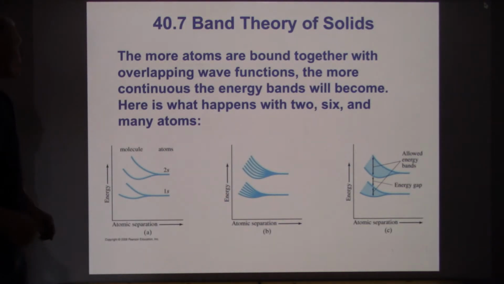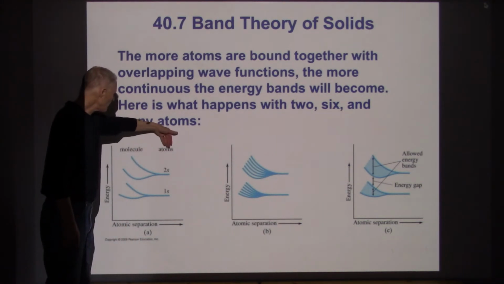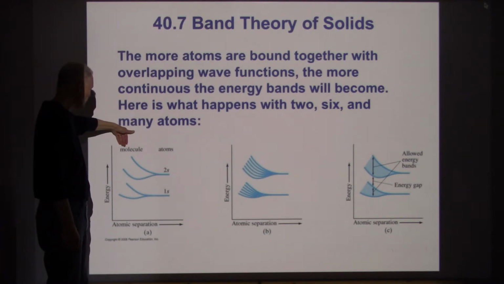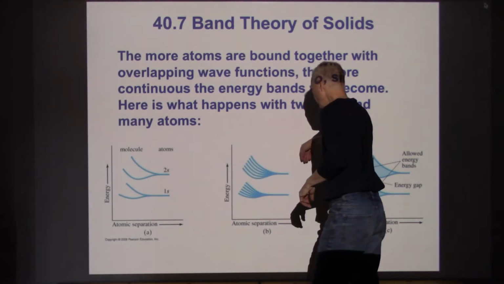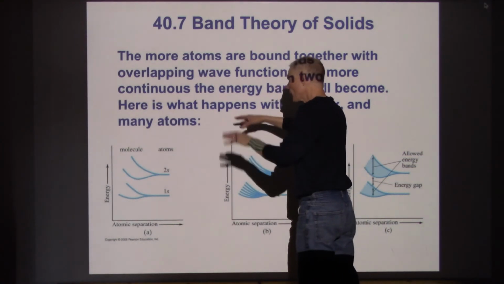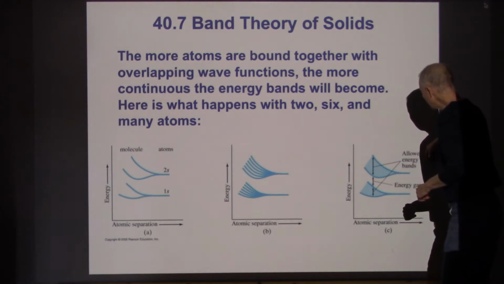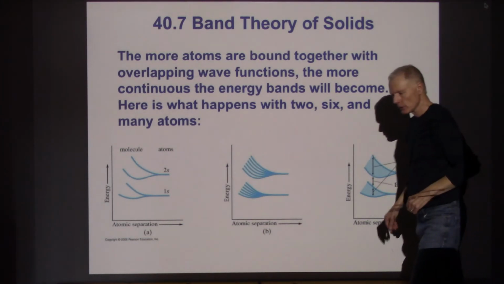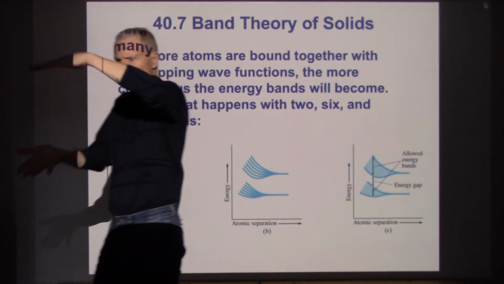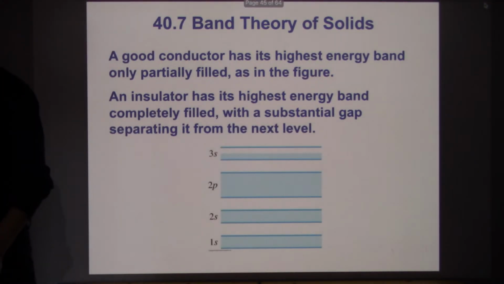So again, the band theory of solids says that we start off with a bunch of atoms, and then we combine those into molecules. When we do that with metals, there are many atoms that are being joined together, and the allowed energies end up creating bands. So there are these regions where there are quantum states available for the electrons.